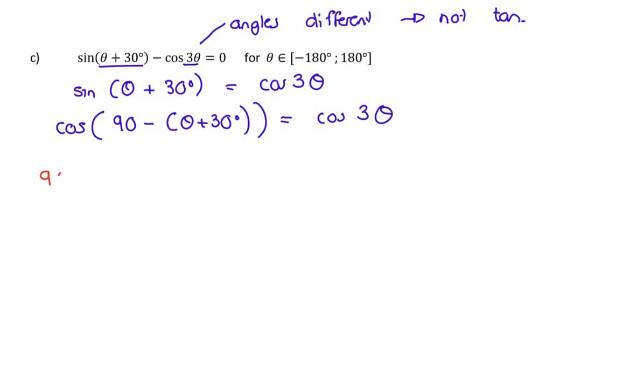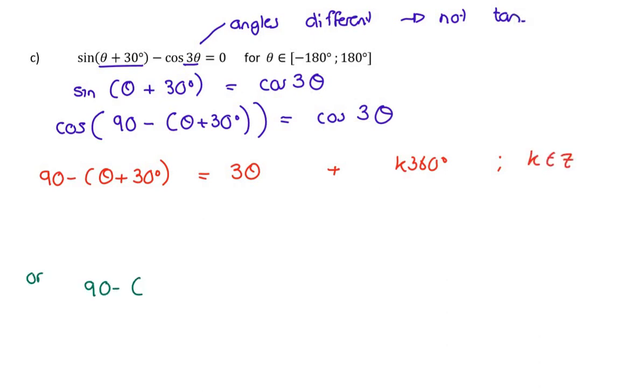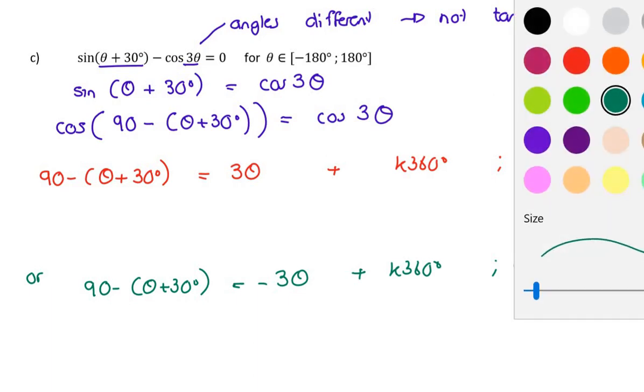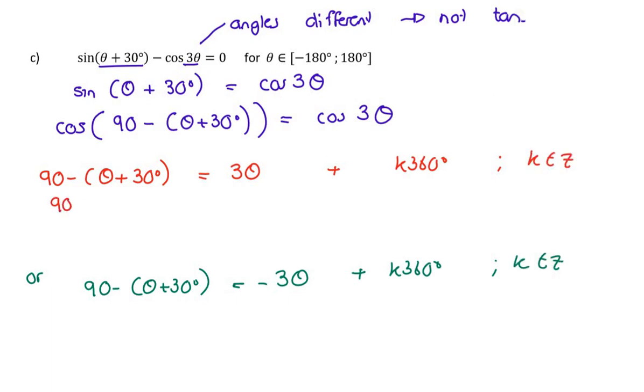So basically 90 minus theta plus 30, so the first angle, could equal 3 theta plus K360. K is an element of integers. Or our second solution is that this 90 minus theta plus 30 could equal the negative version, so it could be negative 3 theta plus K360. And from now on, it's basically just solving an equation. So if I go back up, this is 90 minus theta minus 30 equals 3 theta. And I must say, you do get tired of writing this K360 every time, but it is important.